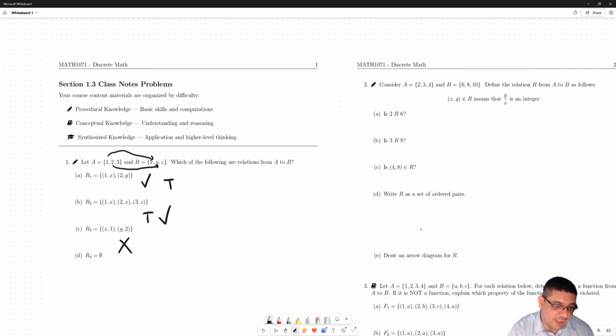Now, R4 is empty. An empty set is a valid relationship, since it is a subset of A times B, the Cartesian product, so we have no issue with this.